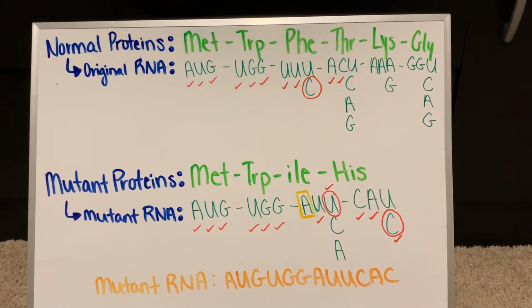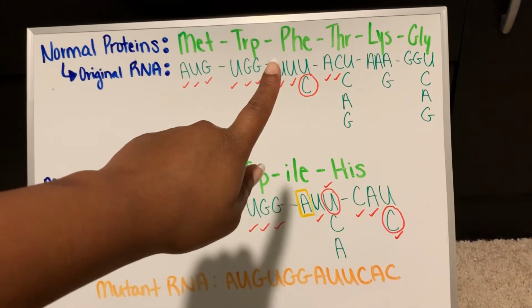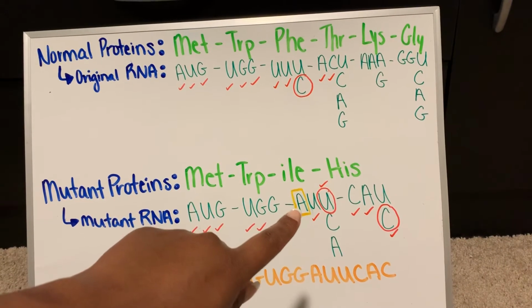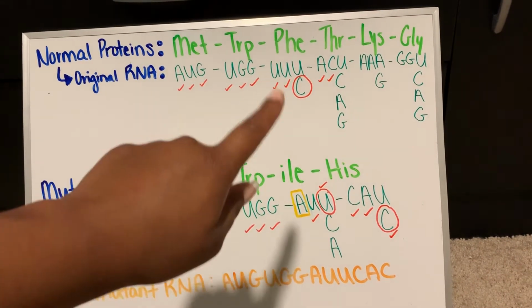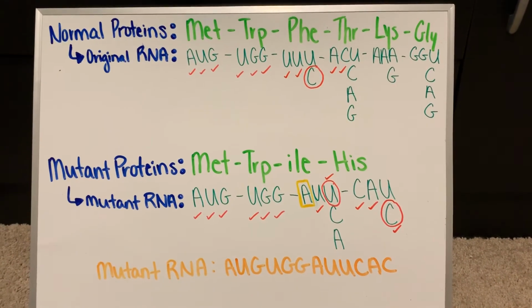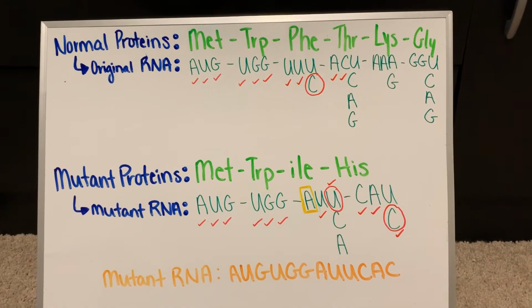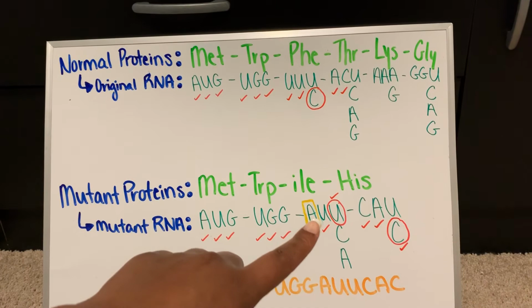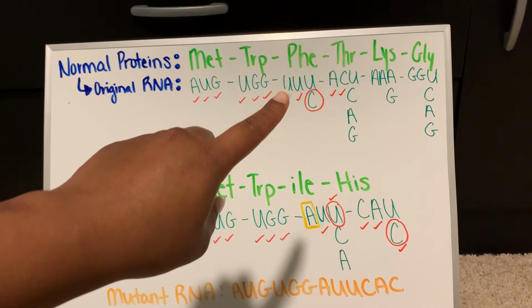So if it was a deletion, then that U would be gone, and the next letter would need to be A to match up with this A here, but it's a U, so that doesn't work. If it was an insertion, which it is in this case, it would be added to the mutant, and the next letter would need to be that first U, and it is.